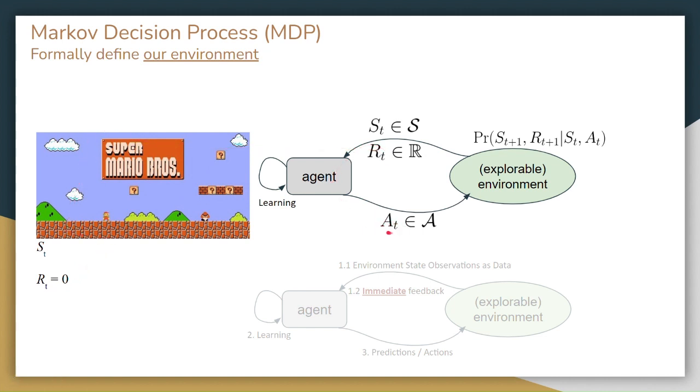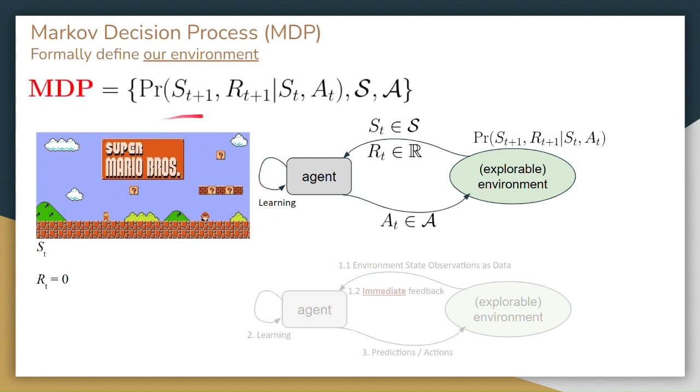Maybe Mario gonna move to the right, and then the environment gonna read this st, the current state, and the action that the agent did, and gonna use this information to generate the next state at the time step t plus 1 and the reward at the next time step, and send it back to the agent. So if Mario moved to the right, the screen gonna move to the right too.